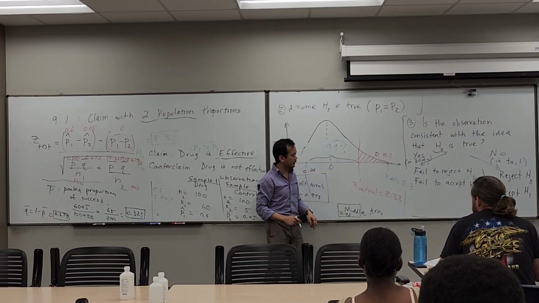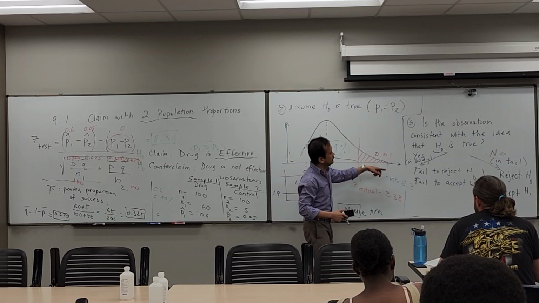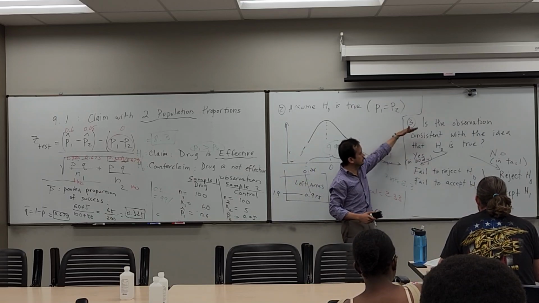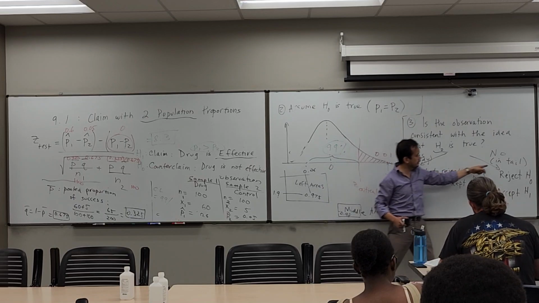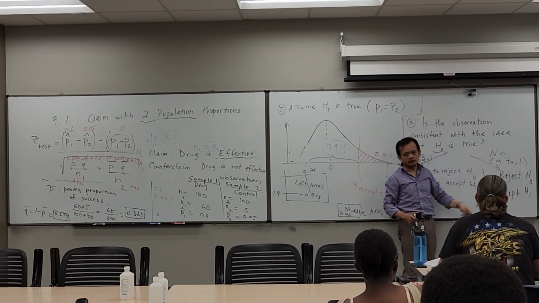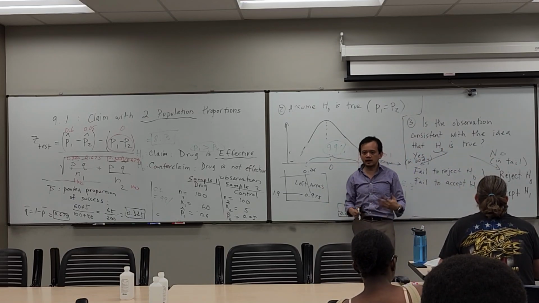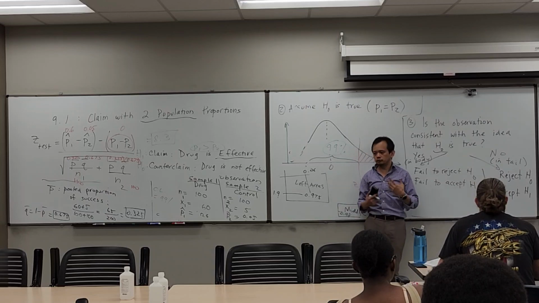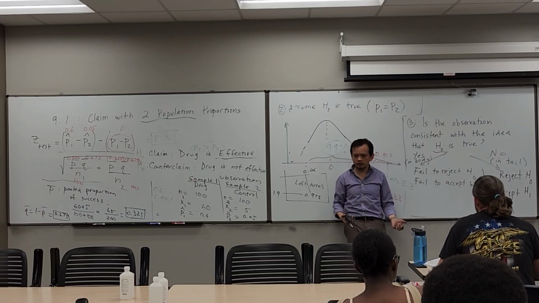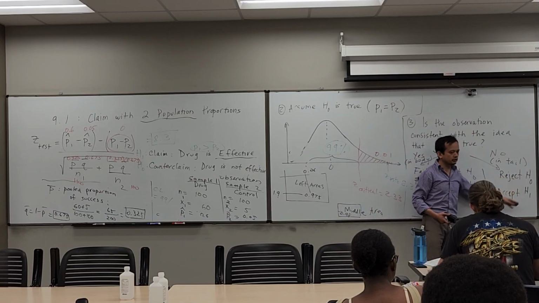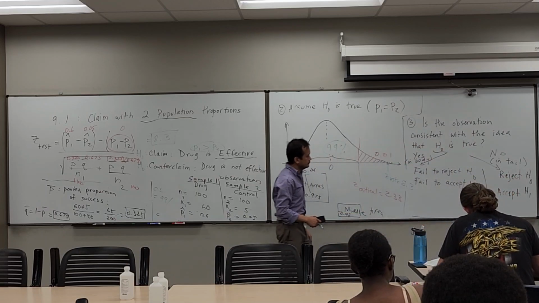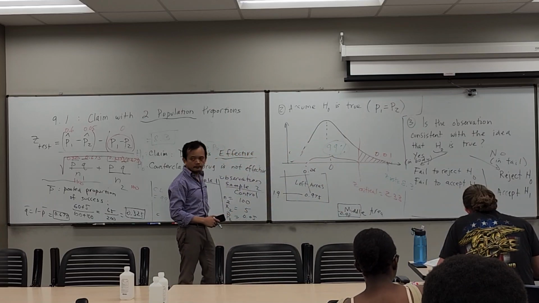of the distribution. So once we realize it's in the tail, then we're ready to answer this question: is the observation consistent with the idea that H0 is true? So because it's in the tail, no, it's not consistent. So if we already have one observation that is not consistent with an idea, then we can say that the idea is not true for all cases. So you can reject H0, you can accept H1. Which means the drug is effective.